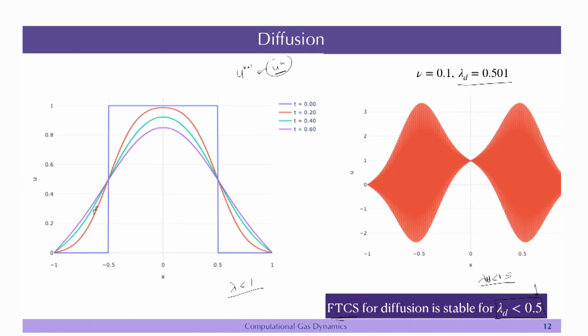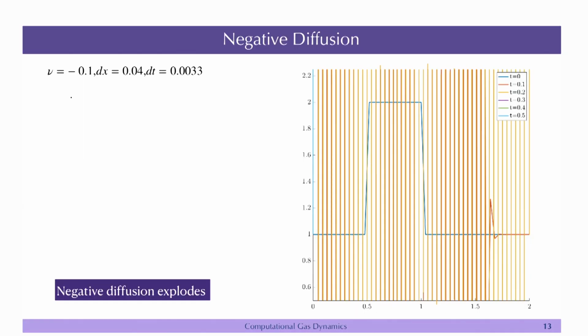Now, one last thing you can do is add a negative diffusion. This is a slightly different case where we are going from minus 1 to 2, and you can see that when you use negative diffusion, it basically explodes, right. As soon as the diffusion is negative, that means the viscosity is negative, it explodes. Nature does not allow such a problem, and that is what we see in the numerical scheme also: the viscosity has to be positive, correct.